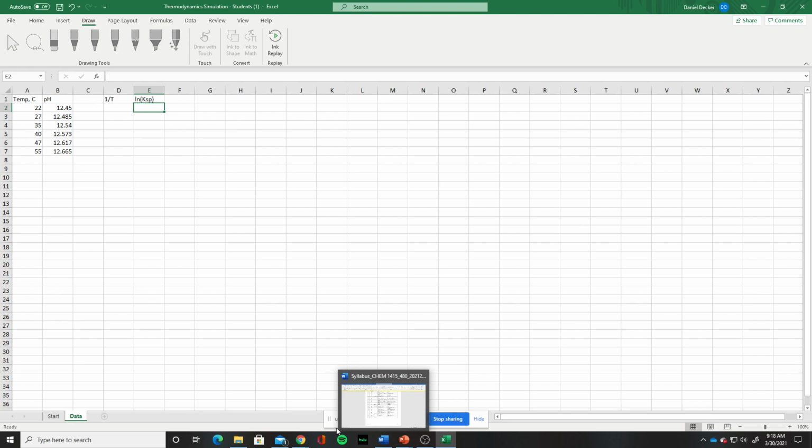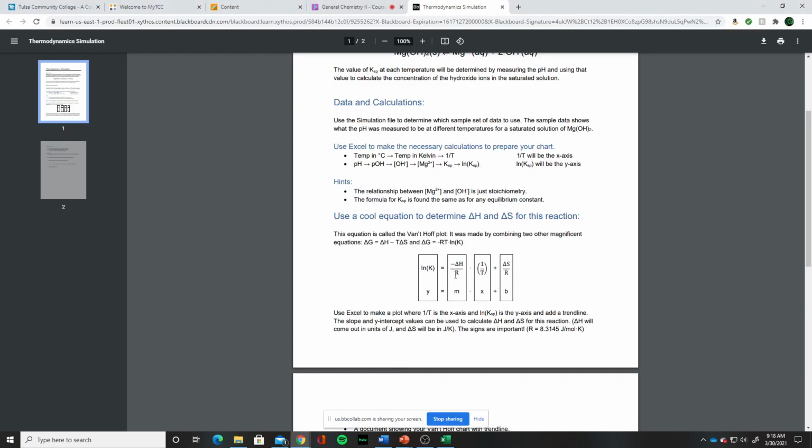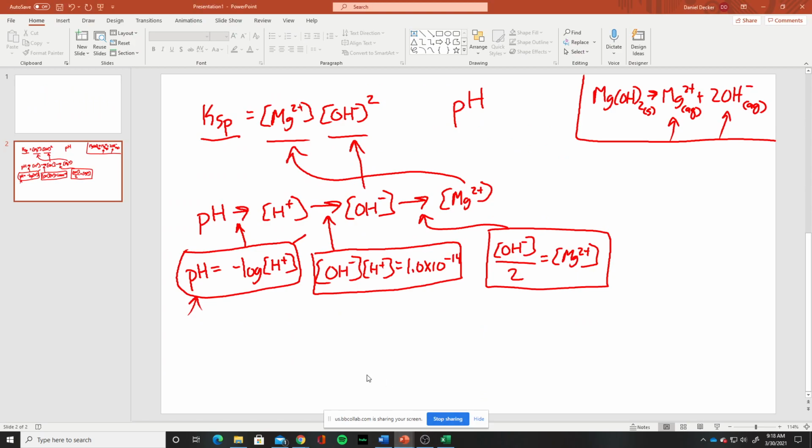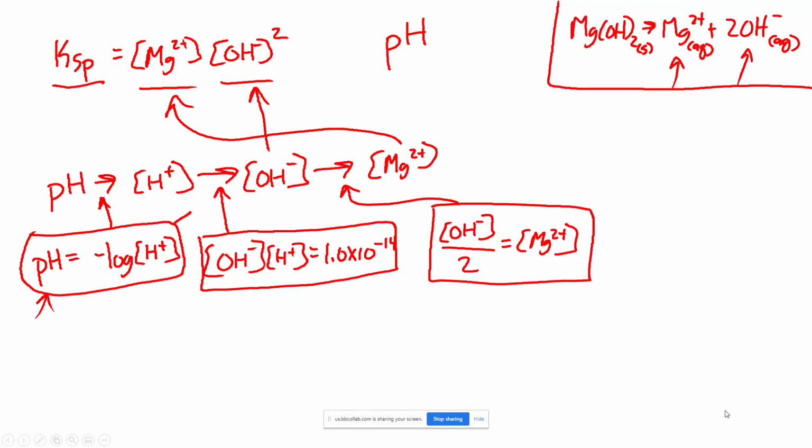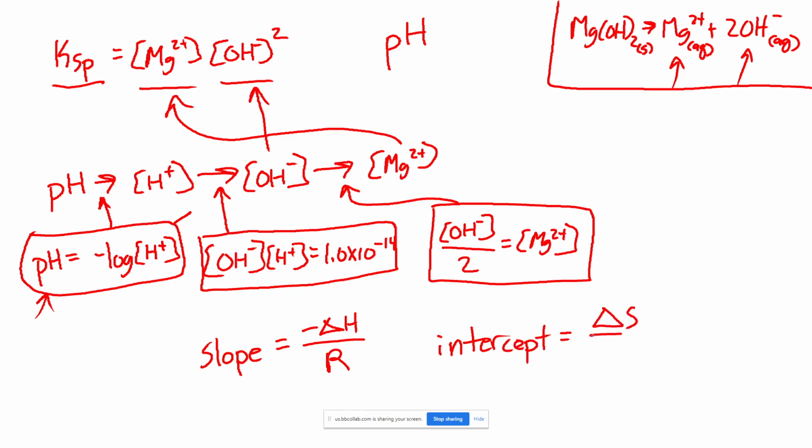You're going to take the equation for that line, and you are going to pull out of it the slope and the intercept. And so you're going to end up with the slope is equal to negative delta H over R, and the intercept is equal to delta S over R. I don't think there was a negative there.